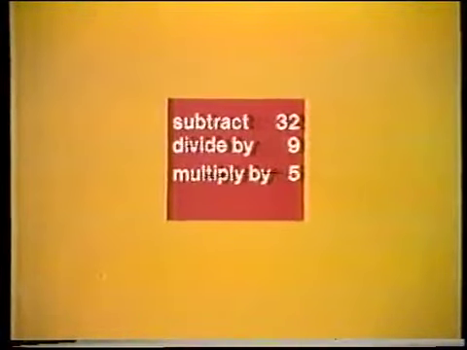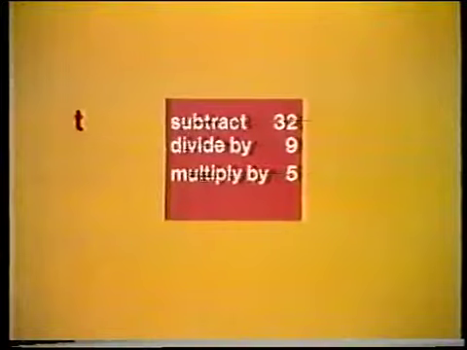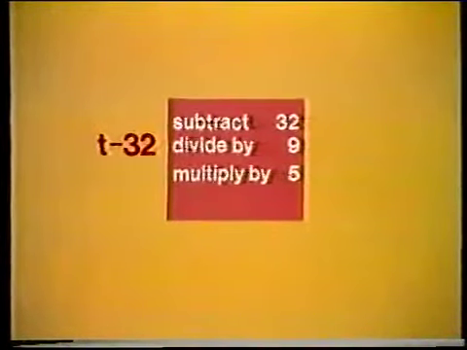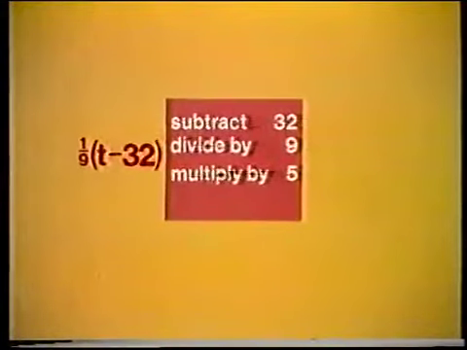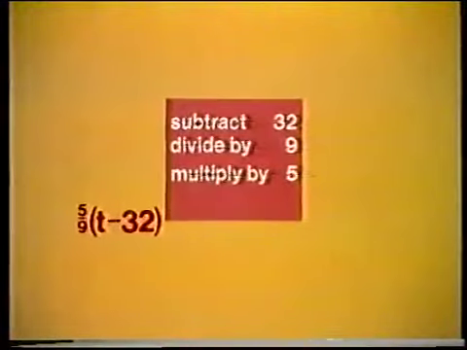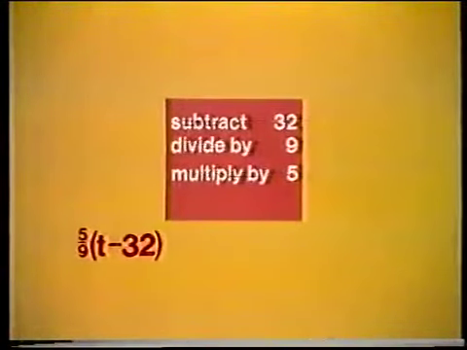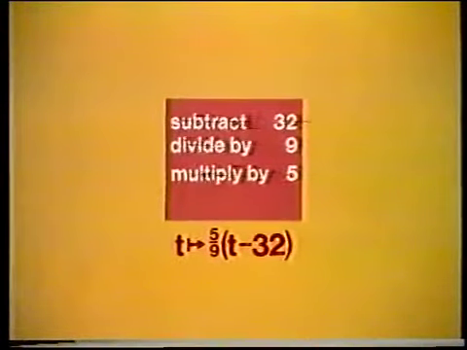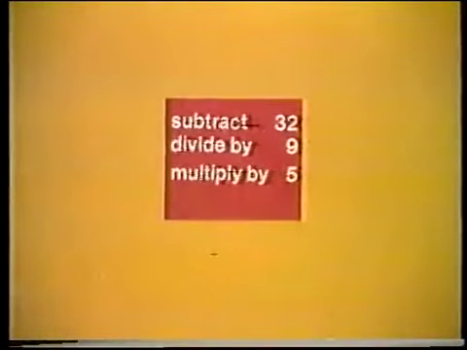And if the temperature in Fahrenheit was expressed as a symbol T, we'd get the answer in centigrade as 5/9 multiplied by T minus 32. We write that in this way. T goes to 5/9 multiplied by T minus 32. Now we can use this formula as our rule.